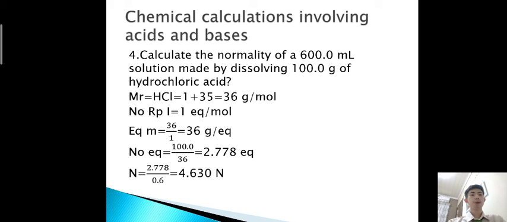Then we find the number of equivalent, which is equal to mass divided by equivalent mass. It is equal to 100.0 divided by 36, which equals 2.778 equivalent. Then we use the formula normality is equal to number of equivalent divided by volume in liter. It equals 2.778 divided by 0.600, which is equal to 4.630 normality.